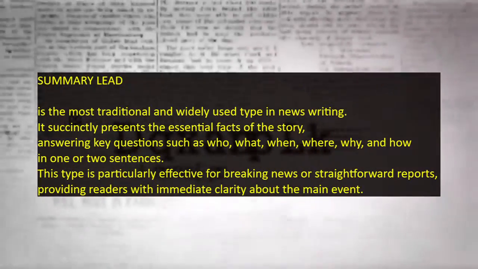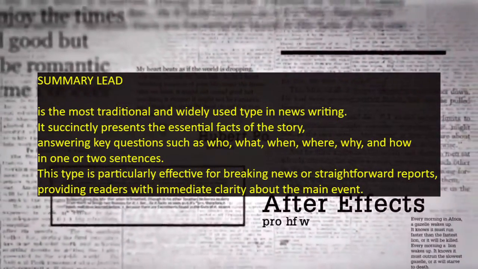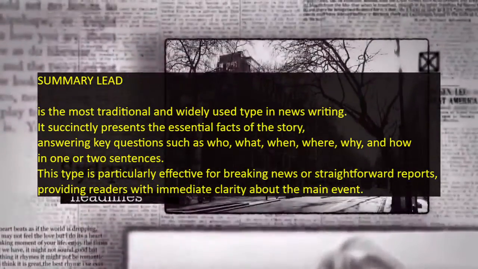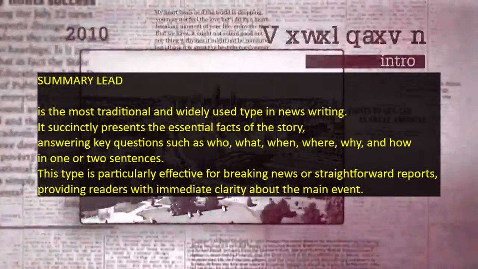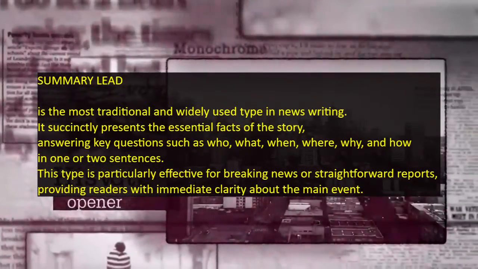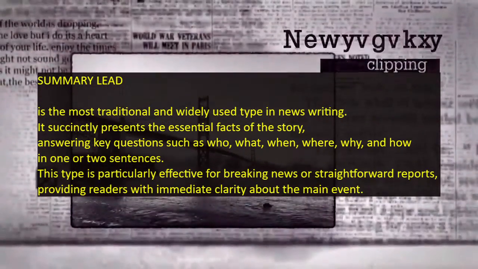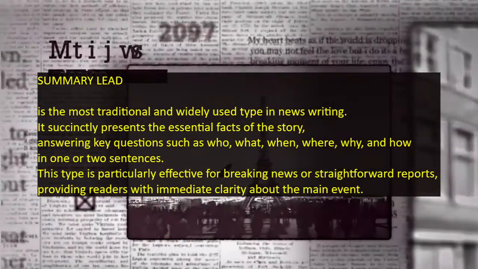First, summary lead. The summary lead is the most traditional and widely used type in news writing. It succinctly presents the essential facts of the story, answering key questions such as who, what, when, where, why, and how in one or two sentences. This type is particularly effective for breaking news or straightforward reports, providing readers with immediate clarity about the main event.